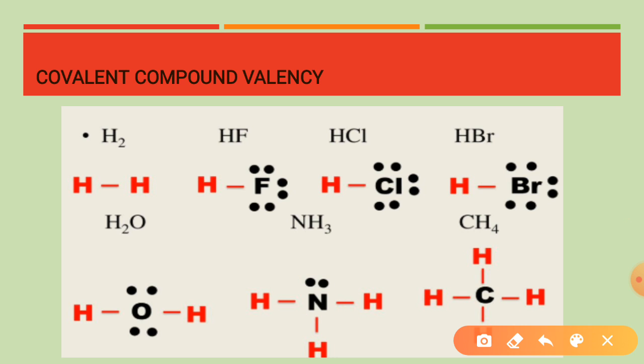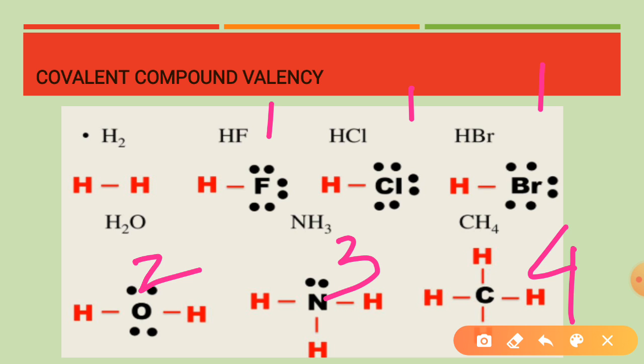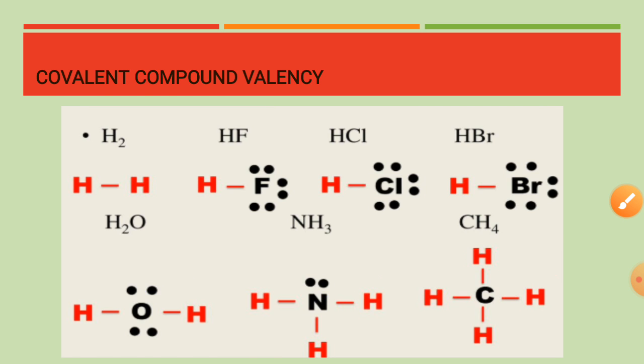The last example is methane. You can see that in methane each carbon is bonded with 4 hydrogens. So what will be the combining capacity of carbon? Yes, exactly, the combining capacity of carbon is 4, nitrogen 3, oxygen 2, fluorine 1, chlorine 1, bromine 1, and for hydrogen it's also 1. So that's all for covalent compound valency.